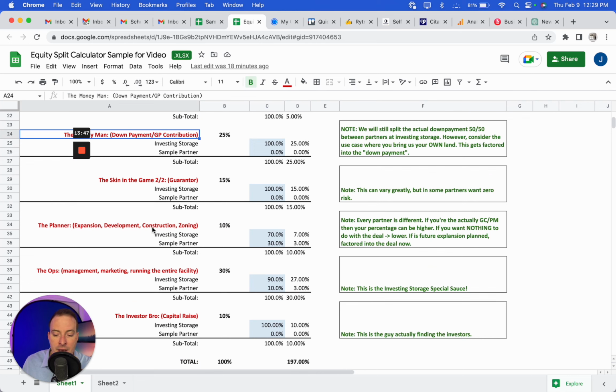Okay, fine. The planning, expansion, development, construction, zoning. There's a lot that goes into this, and I actually kind of like to divide this up into 2 parts. You have your initial, if this is a new build or a rehab type concept, then there's that first bit, right?